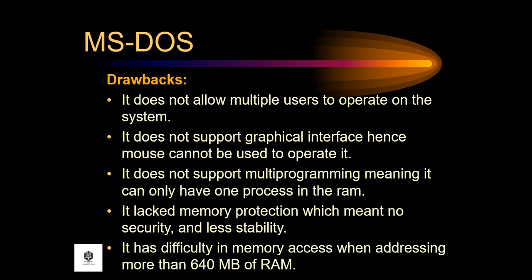Drawbacks of MS-DOS are: it does not allow multiple users to operate on the system. It does not support graphical interface, hence mouse cannot be used to operate it. It does not support multi-programming, meaning it can only have one process in the RAM. It lacks memory protection, which meant no security and less stability. It has difficulty in memory access when addressing more than 640 MB of RAM.